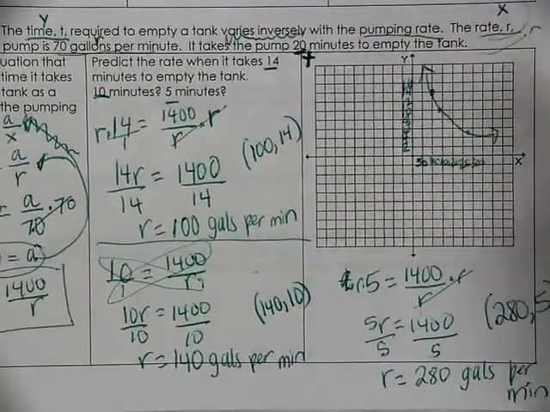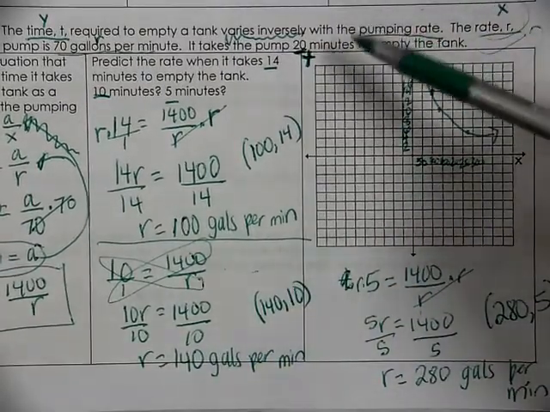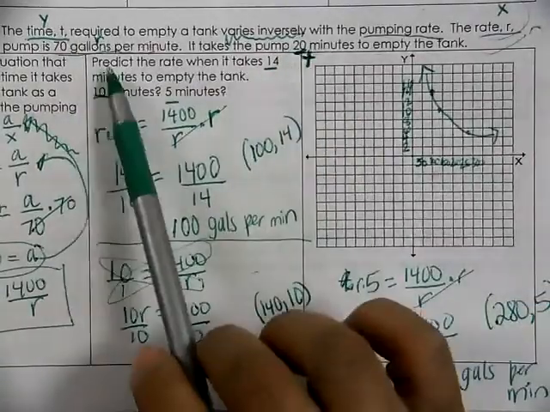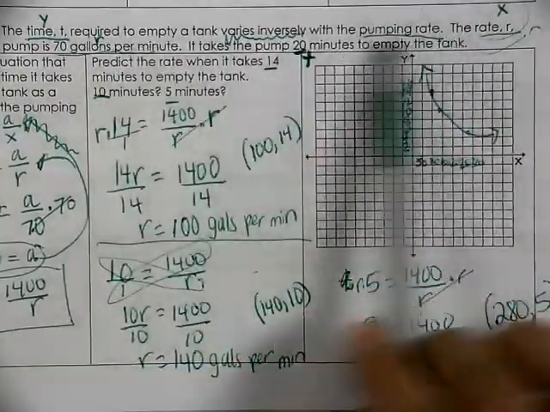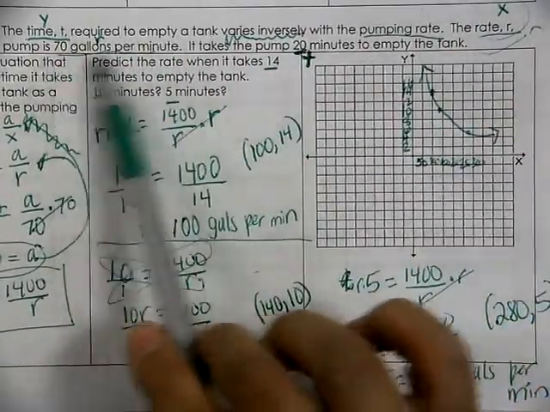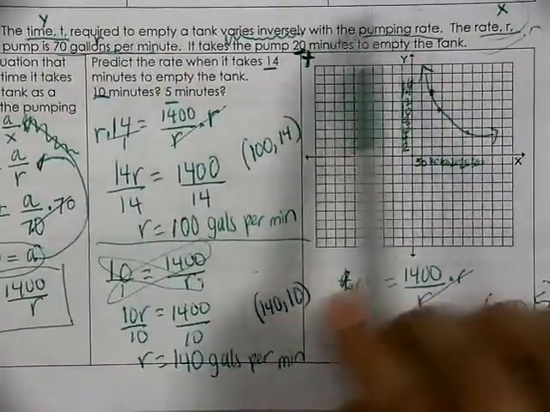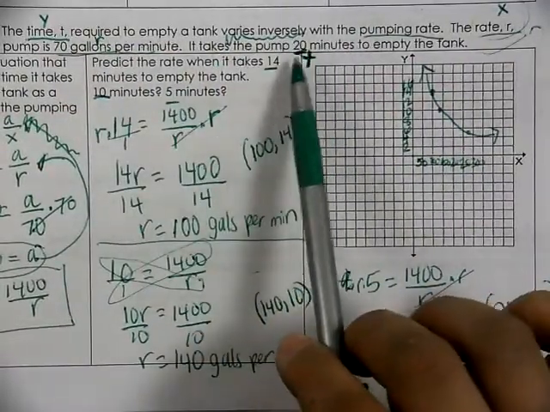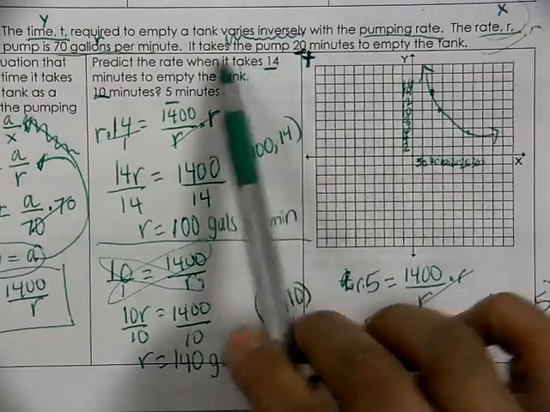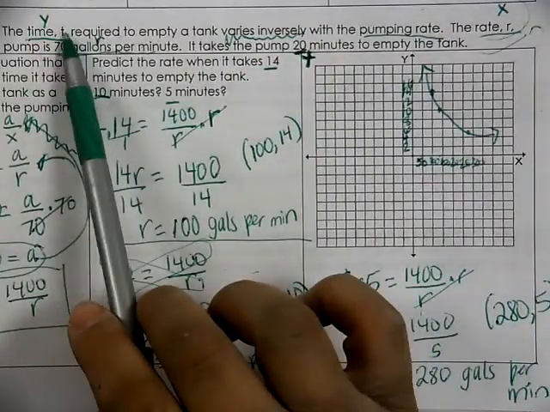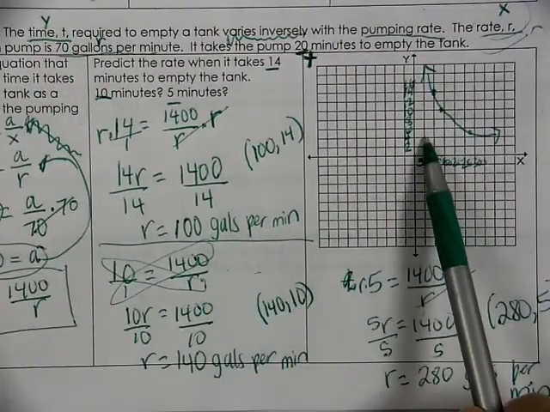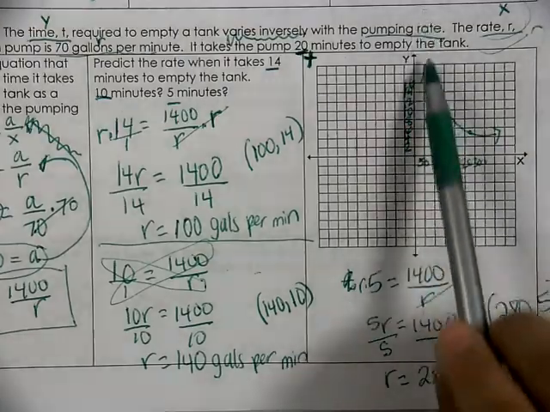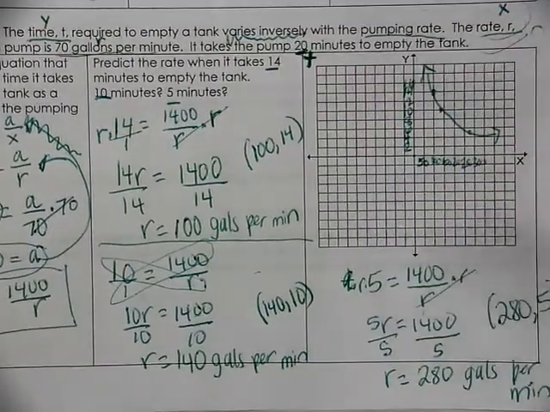You could also add in the point for 20 minutes, how the original problem had it. It said 70 gallons per minute and 20 minutes. So that could be another X and Y that you could potentially take, where 70 would be your X. So you could come up here at 70 and put at 20, but 20 wouldn't quite fit on this graph.